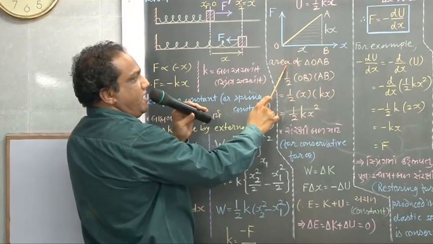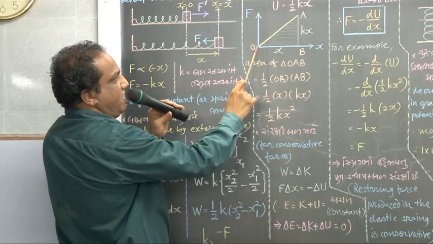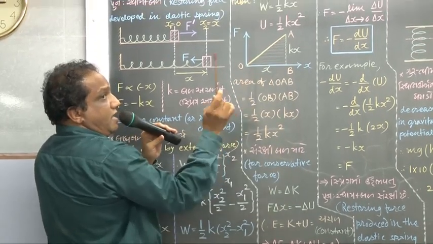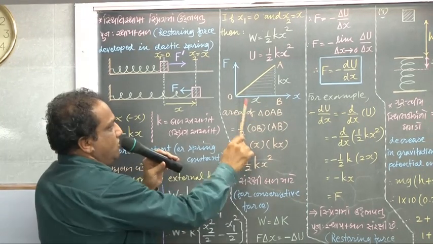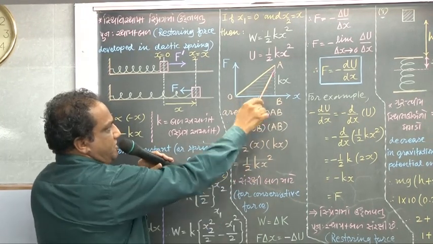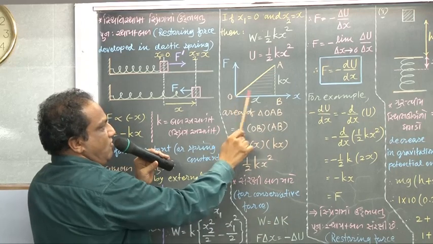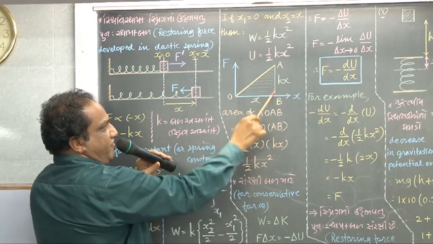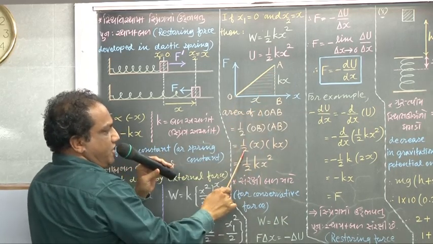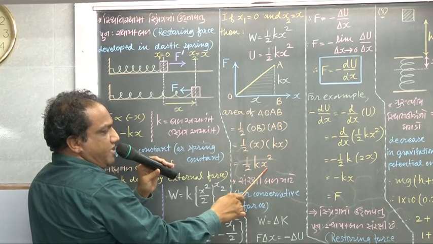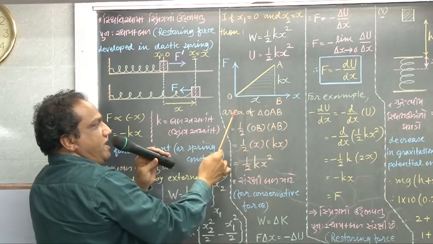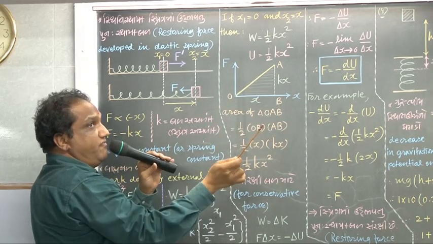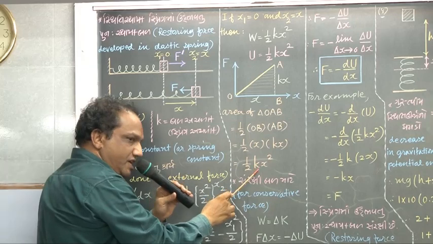Now let us find out the area of triangle OAB. The area of a triangle is half base into height. What is the base? OB. What is the height? AB. The value of OB is x, and the value of AB is kx. So one by two k x into x, that is x squared. So you can see the work done is half kx squared, and the area enclosed under the graph of F versus x is also half kx squared.